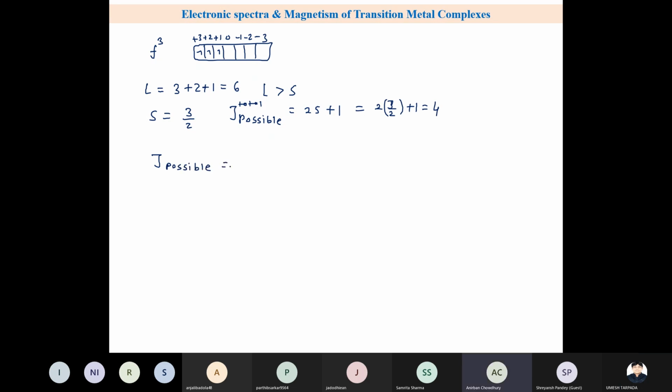L plus S to L minus S. First, L is 6 and S is 3 by 2, so 6 plus 3 by 2 is 15 by 2. आपको 4 वैल्यू लिखना है. Next value 13 by 2, then 11 by 2, and then 9 by 2. So these are the possible J values.